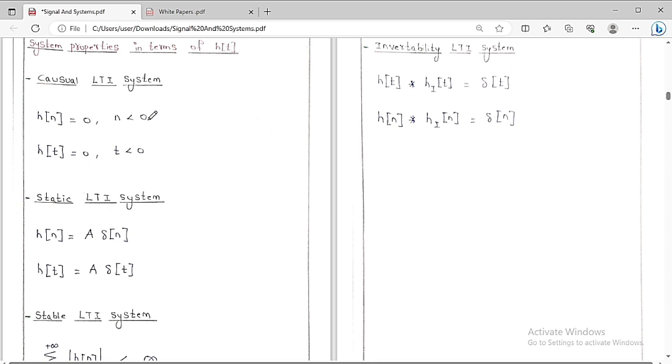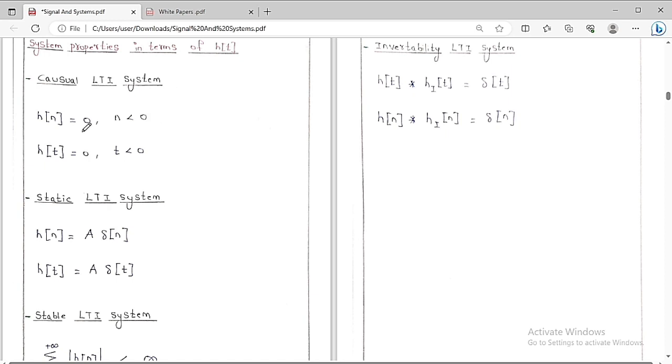So therefore, if h of n is equal to 0 for n less than 0 or h of t is equal to 0 for t less than 0, then we can say clearly that the present output is independent of the future values of the input. So we can say the system is a causal LTI system.